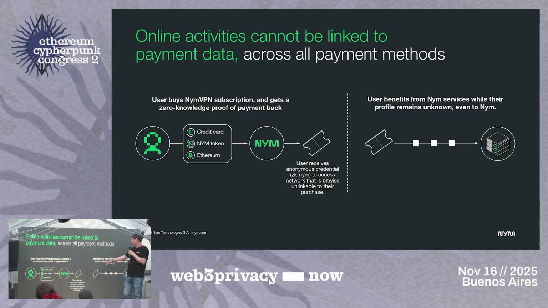And then you receive an anonymous credential to access the network, but your payment is unlinkable to your user and to the traffic that you are doing. So in case a court asks us who that user is or who made that payment, we are technically unable to give that information.